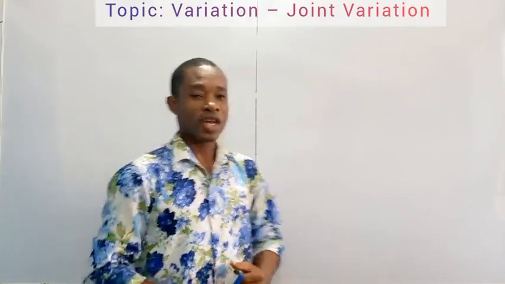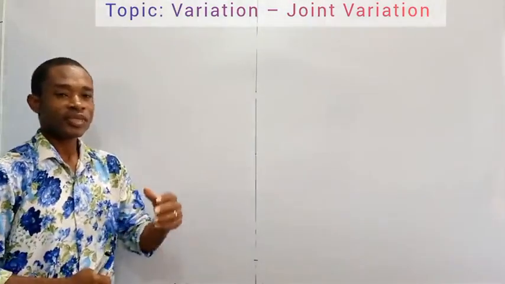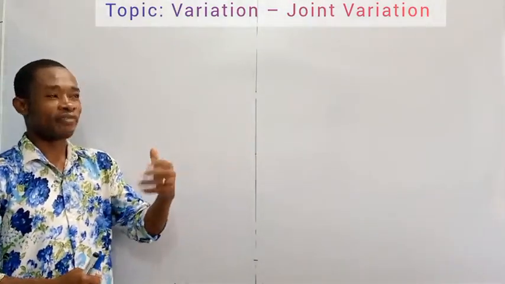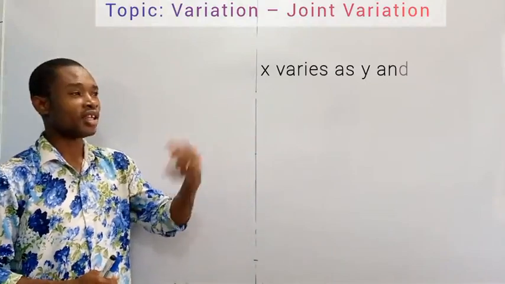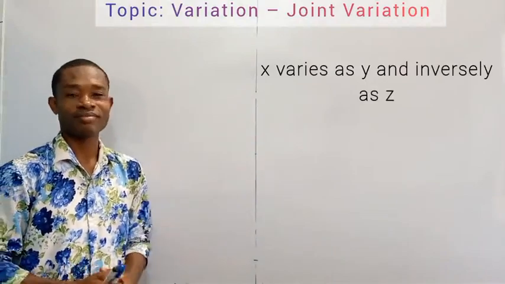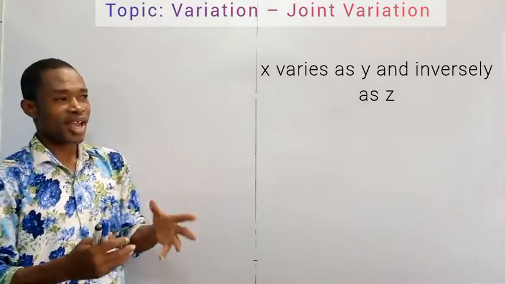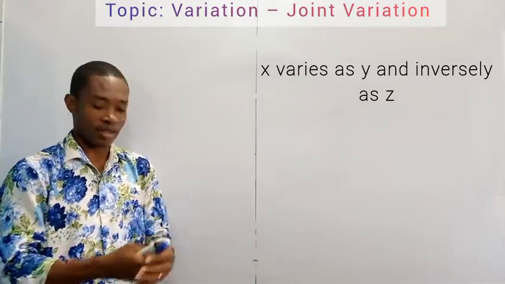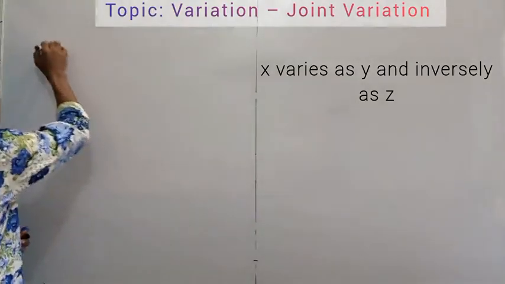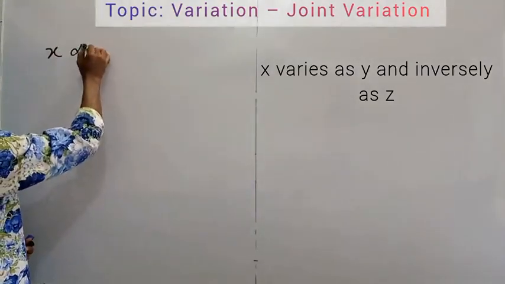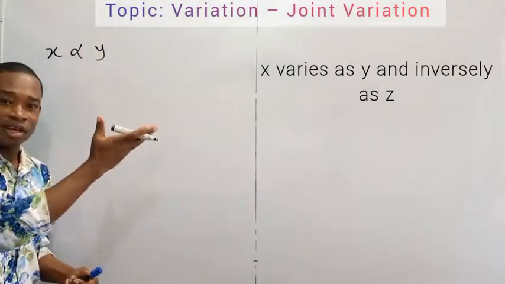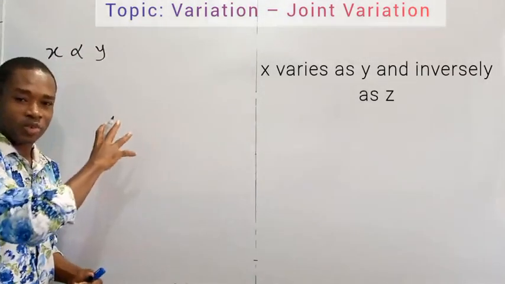And so I would like us to consider this statement. Let us assume that x varies directly as y and inversely as z. Now the statement that x varies directly as y can be written as x is directly proportional to y. That is the statement. The knowledge of direct variation explains this.